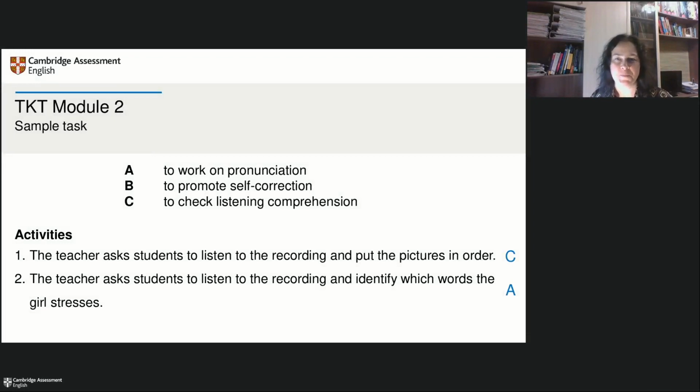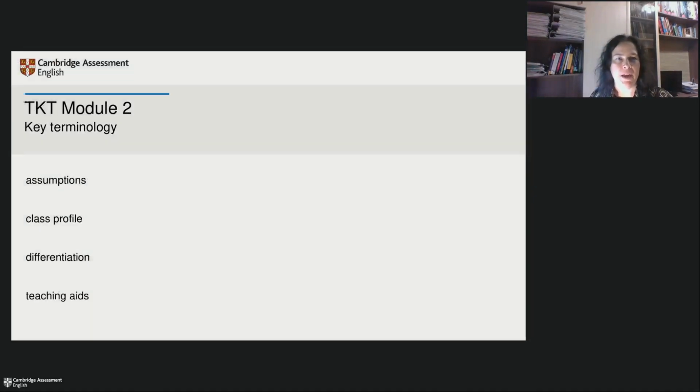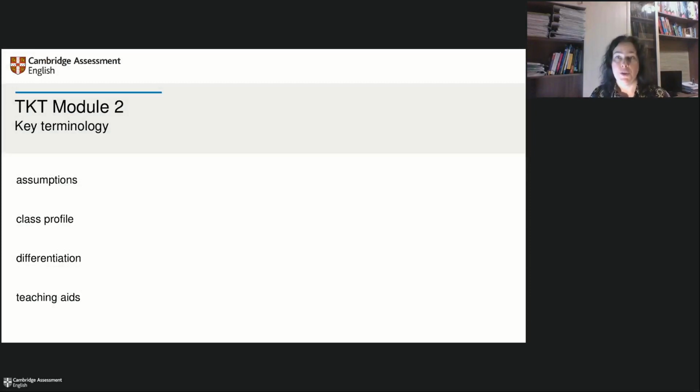Okay, let's move on. So, let's talk about some other terms. We've mentioned assumptions earlier. Yeah, class profile. Have we talked about class profile or not? I don't remember. Okay, do you know the definitions of all of these terms? Type in minuses if you want to know.